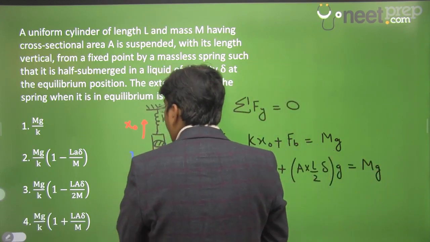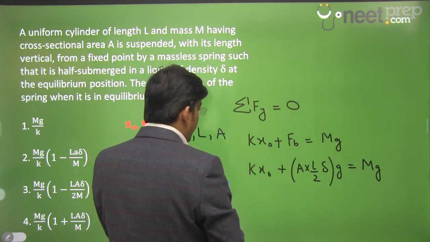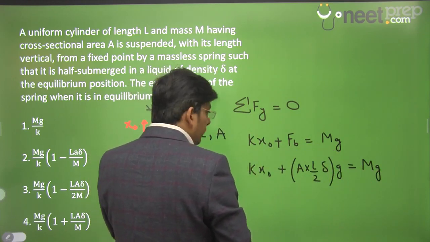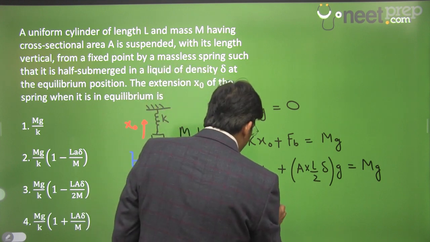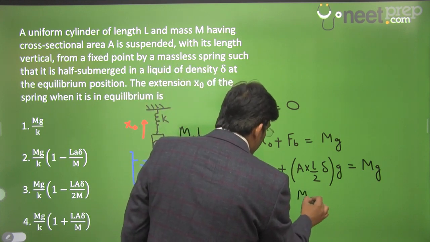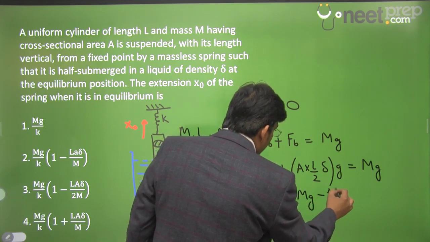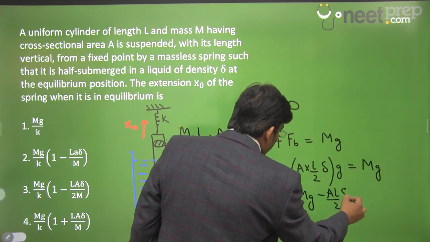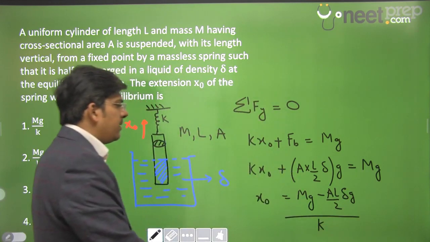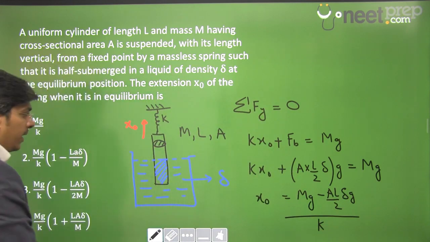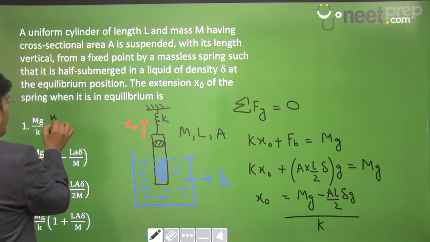Now can we calculate x0 from here? Surely we can. x0 is equal to (mg minus A L by 2 delta into g) divided by K. Any option matching? Let us take mg by K common, dear students.